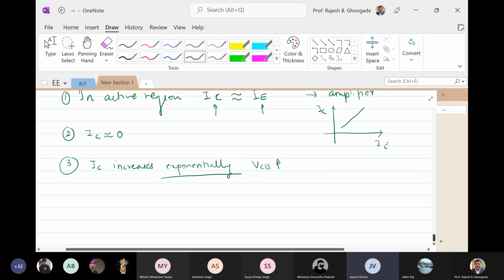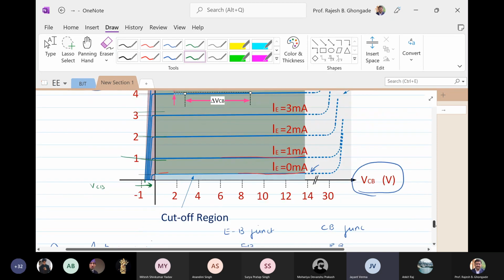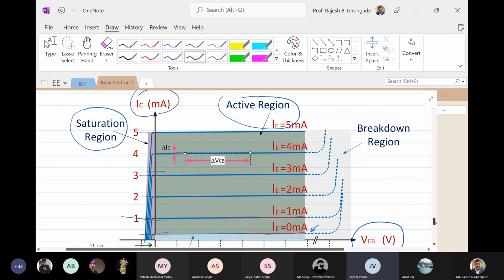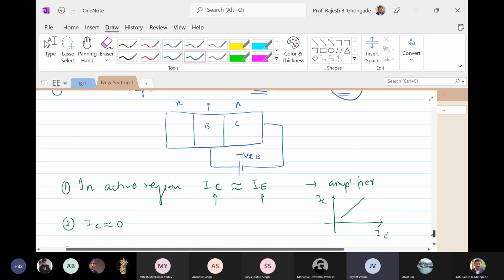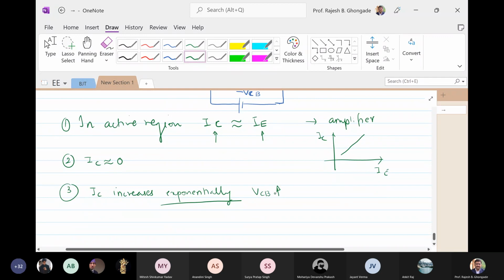सो एक्टिव रीजन में IC approximately equal to IE. In saturation, collector current increases exponentially with VCB. और कट ऑफ में कलेक्टर करंट पूरा का पूरा बंद हो जाता है, 0 हो जाता है. ठीक है ना?